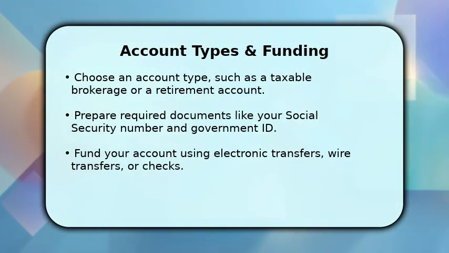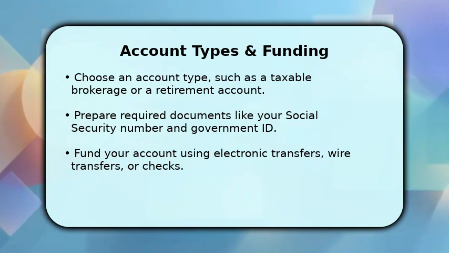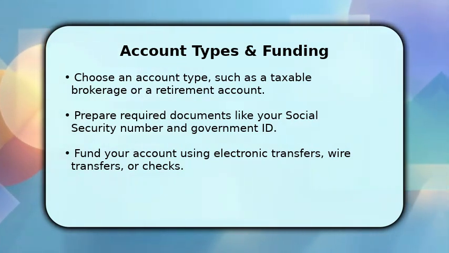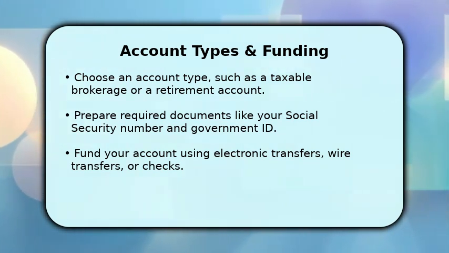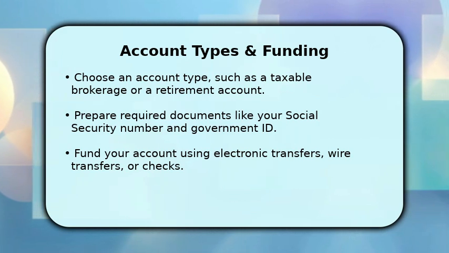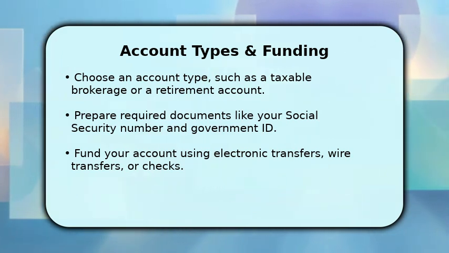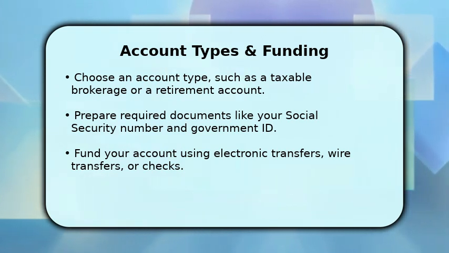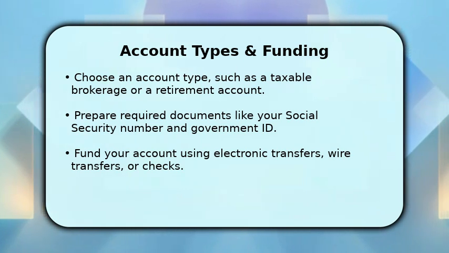Next, you'll choose the right account type. This could be a standard taxable brokerage account or a retirement account like an IRA. Gather your personal information, including your social security number and a valid form of identification. Once your account is open, you can fund it through various methods, such as an electronic transfer from your bank account or by mailing a check.